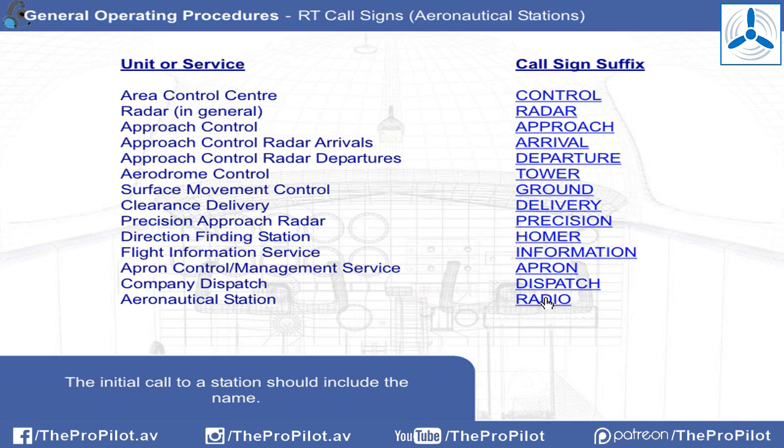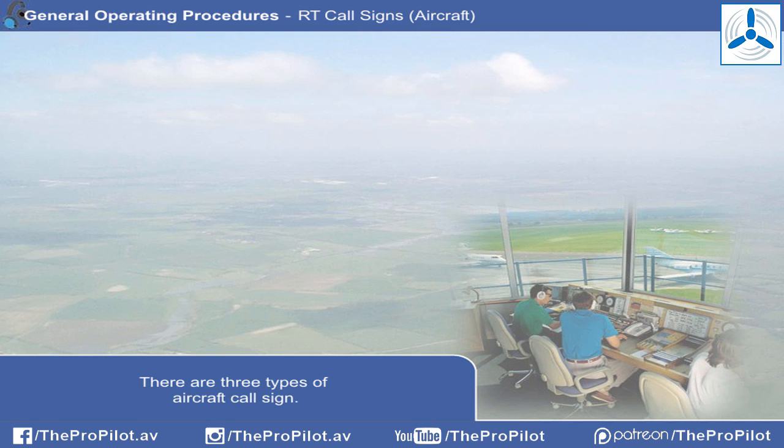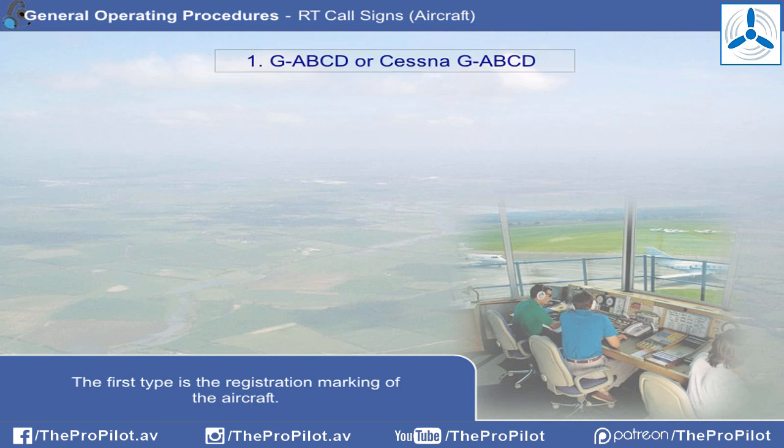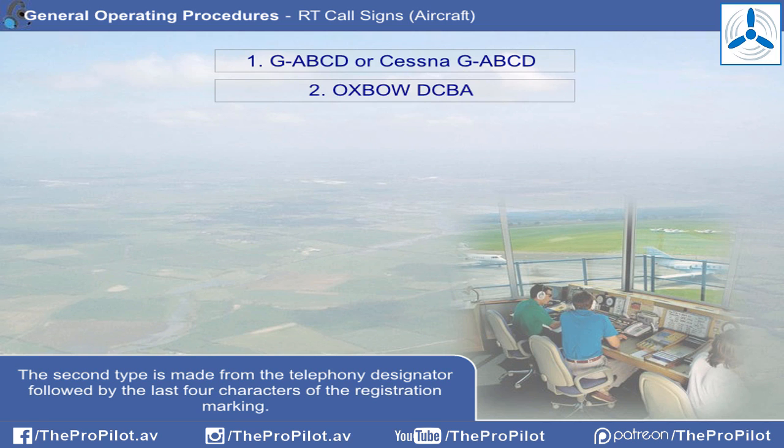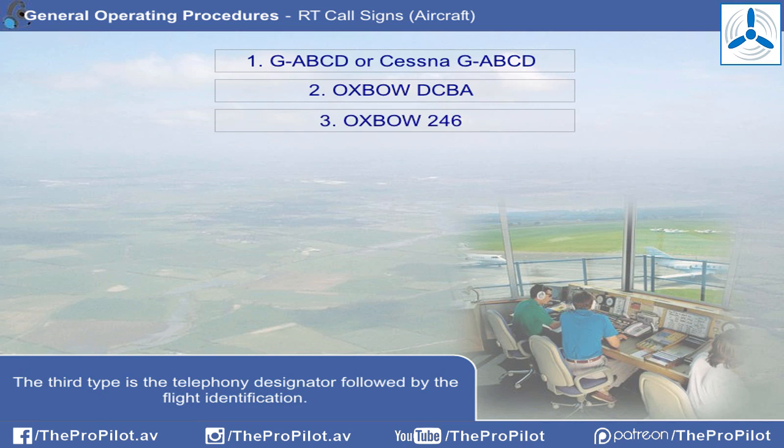Sligo Radio. There are three types of aircraft call sign. In the first type, the call sign is the registration marking of the aircraft. The name of the aircraft type or model may sometimes be used as a prefix. In the second, the call sign is made up from the telephony designator of the aircraft operating company, followed by the last four characters of the registration marking of the aircraft. The third type consists of the telephony designator of the aircraft operating company, followed by the flight identification. Click on a call sign to hear how it sounds.